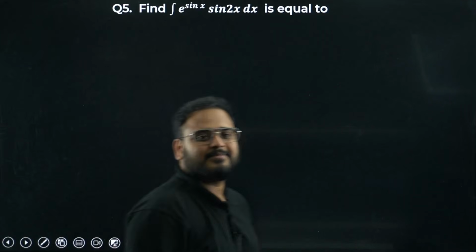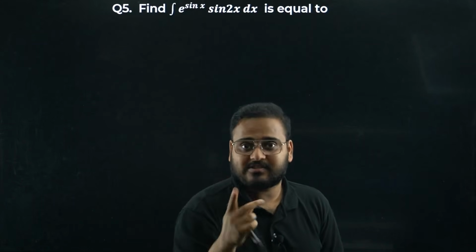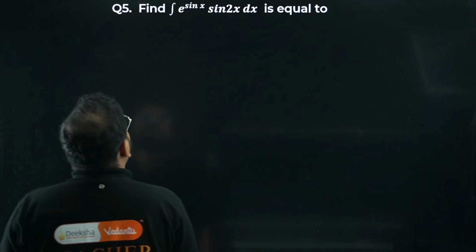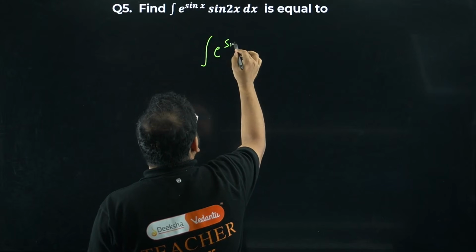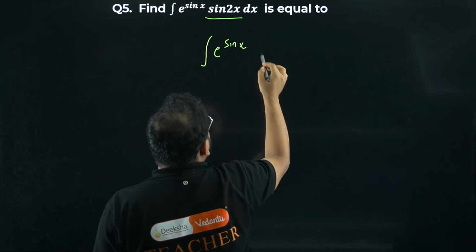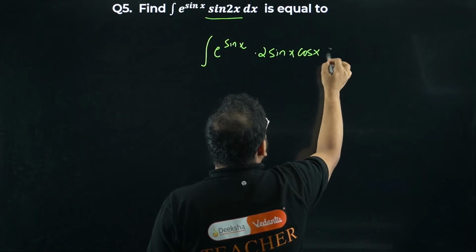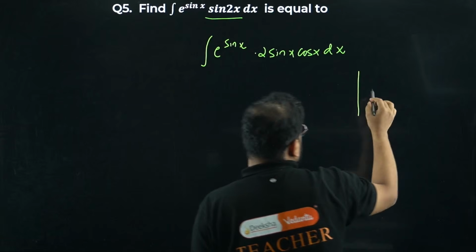Again we have a question like that. One concept question like that we'll be solving. Good questions, right? All of you will agree with me. e power sin x sin 2x dx. How can you solve it? This is going to be very simple. e power sin x sin 2x will become 2 sin x cos x dx as it is.